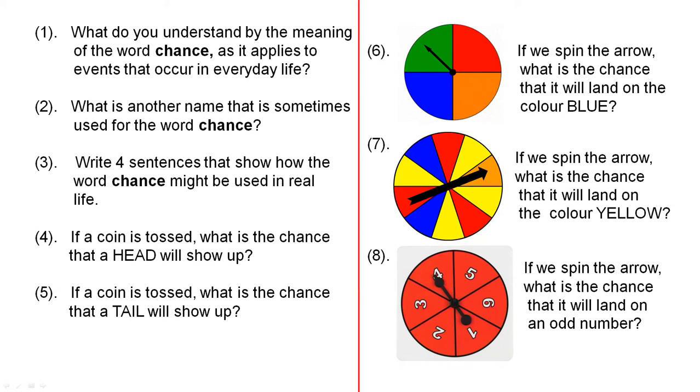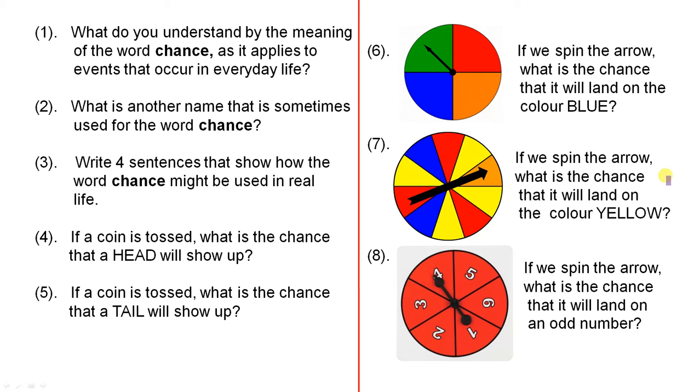Number 6, these are other examples which show how chance works. Here we have a disc and there's an arrow attached to the middle so that we can spin this arrow. The arrow keeps spinning and then when it lands, it will land on one of those colours. So the question is, if we spin the arrow, what is the chance that it will land on the colour blue? That is, on this colour here.